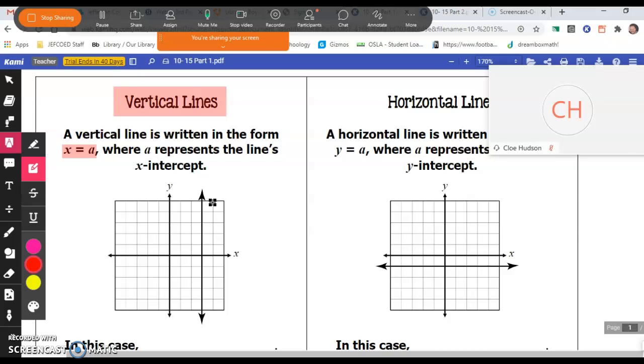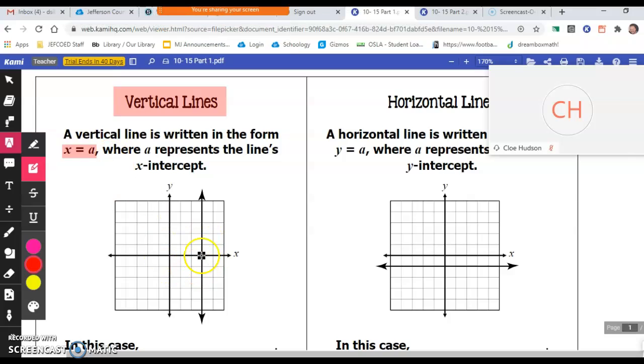Just like we talked about on Tuesday, if you have a graph and you graph this line, and it crosses the x-axis, what do you think that point will be called where it crosses the x-axis? X-intercept. So that's where this comes in, guys. X equals a. That is where it crosses the x-axis.